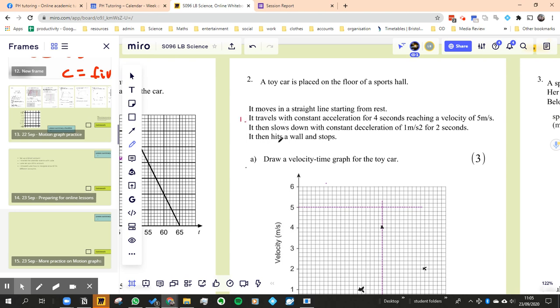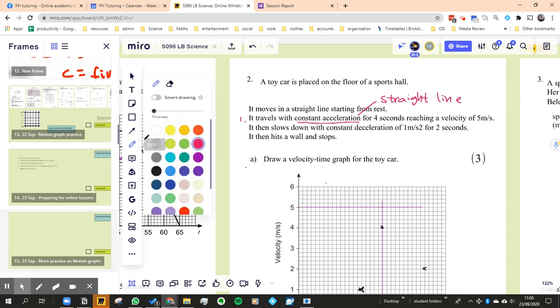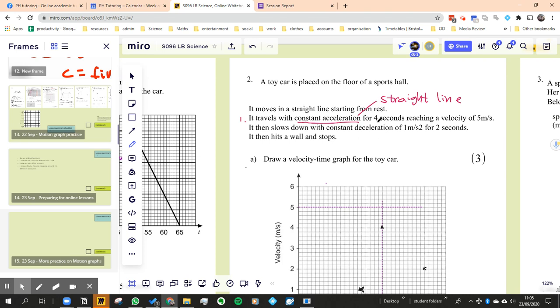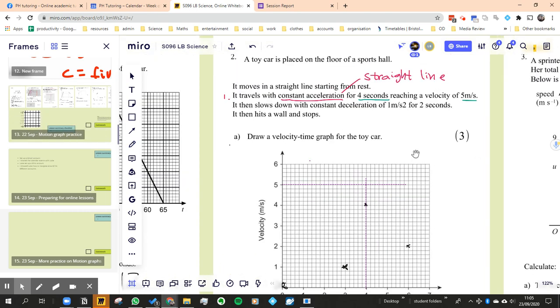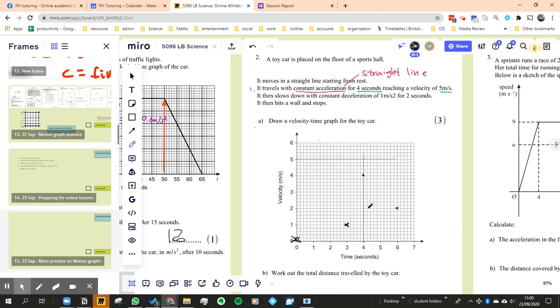Now it tells you the first bit of information really to plot on the graph. It travels with constant acceleration. So that means constant acceleration, and it's a velocity time graph, so we know it's going to be a straight line. And the other bit of information, let's use a different color here: it's going to be 4 seconds in a straight line, and it's going to reach a velocity of 5 meters per second. So our first plot is here.